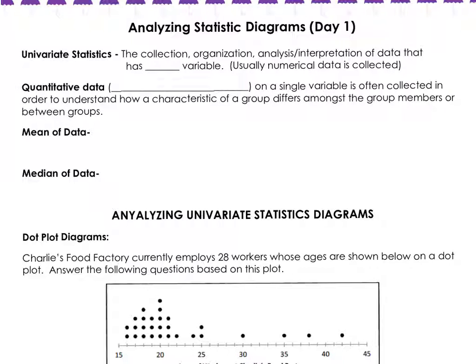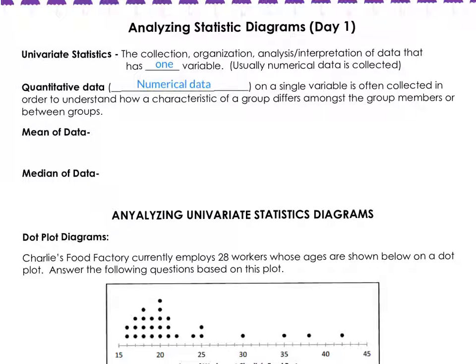In this one, we're going to be talking about analyzing statistic diagrams. So we're going to start with univariate statistics, and this is the collection, organization, analysis, and interpretation of data that has one variable. Usually, numerical data is what's being collected, and we have quantitative data, which is numerical data on a single variable, often collected in order to understand how a characteristic of a group differs amongst the group members or between groups.